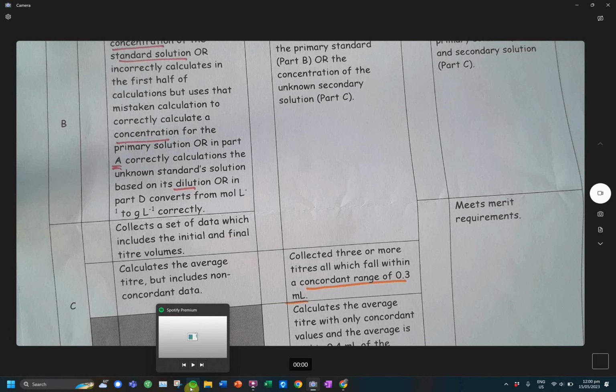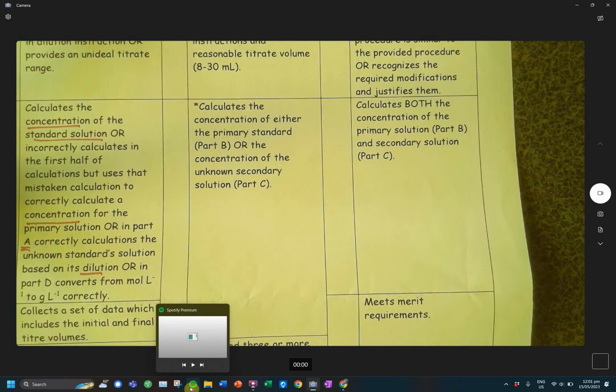Okay? For the merit, you actually get 2 chances for that. The first thing is that you need to do this calculation correctly either in part B or in part C. So if you completely bomb this part B, you can still get it in part C. It's the good news. And you can still get a max grade of a merit. If you are aiming for excellence, you need to have the calculations correct for both B and C.